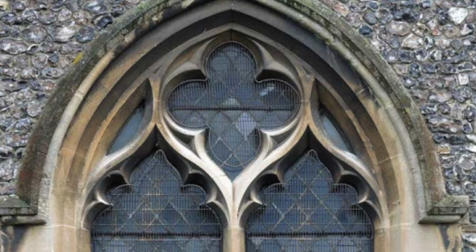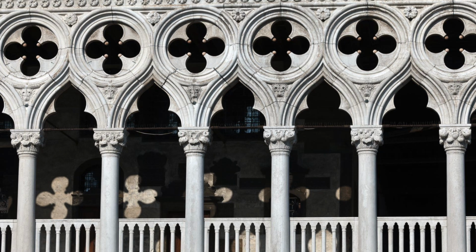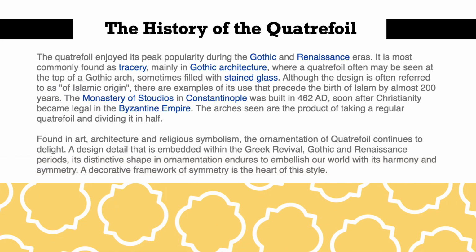It looks like a simplified flower with four squat petals or four interconnected circles that slightly overlap. Its shape is old and the name comes from the Latin meaning for leaf. So when you see one, it might seem familiar because it's commonly used in art, design, and architecture. So now let's talk a little bit more about the history of the Quatrefoil.